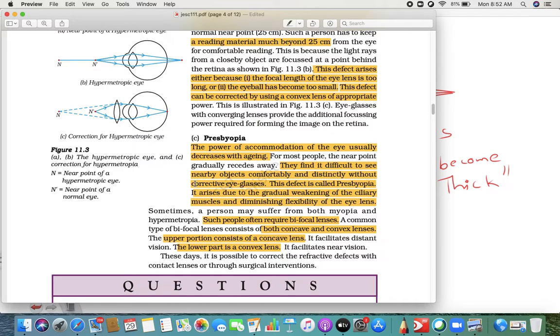So this defect arises because of weakening of the ciliary muscles and diminishing flexibility. The eye lens becomes less flexible and the ciliary muscle becomes weak. Because of this, the person will have both defects, near and far, myopia and hypermetropia both. That's why we call it presbyopia.